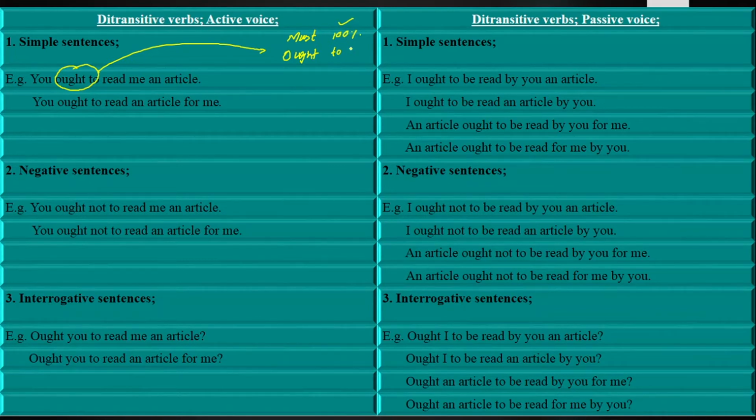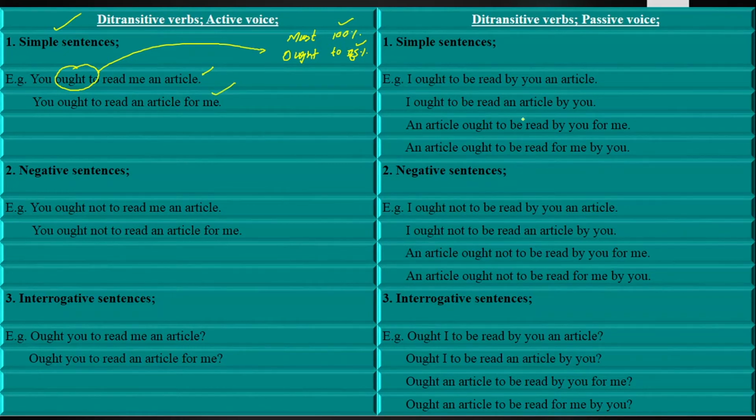Must is used for 100%, ought to is used for 75%, and that is 85%, sorry, that is used for 85%. So this is known as the modal auxiliary verb ought to. Now we have the simple sentences. Those sentences which make a simple statement are called simple sentences. I say, you ought to read me an article. You ought to read an article for me.